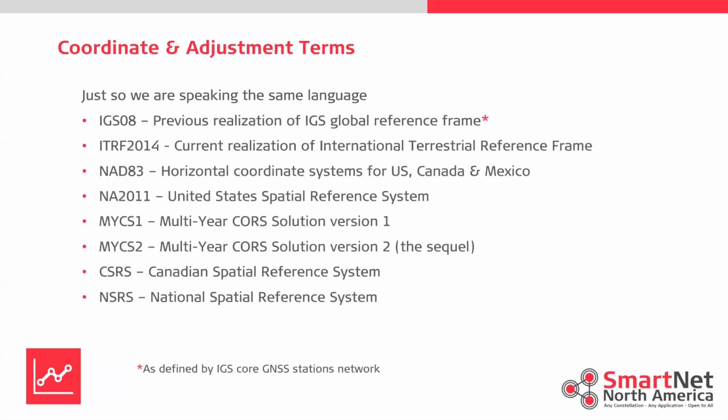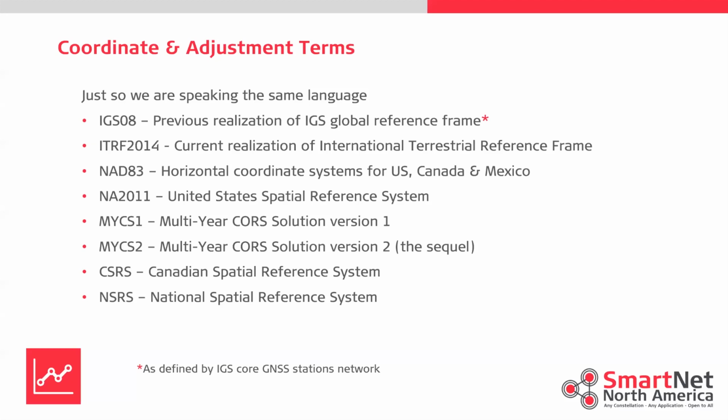IGS08 was the previous realization of the IGS global reference frame that we were operating in for our physical space, for our physical coordinates. So we are going to be leaving that behind on January 6th. ITRF2014 is the current realization. You're seeing ITRF and IGS. Those can loosely be used interchangeably. They align very well in a purely technical manner. They're not exactly the same, but for our argument's sake right now, we're just going to treat them as the same type of reference frame. The 08 realization and the 2014 realization is the major difference here. And so ITRF2014 is what we're moving to, and it's the current realization of the International Terrestrial Reference Frame.